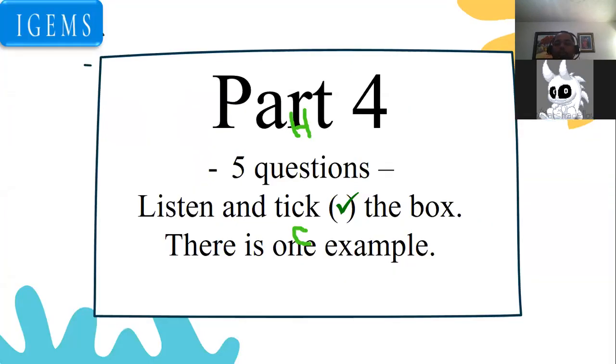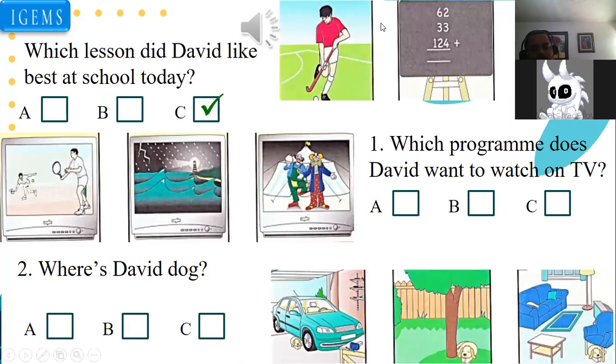Okay, right. So let's, very good. You did it well. Now I give you the opportunity to clean up. So let's go to part number four as time is running. So we'll complete this exercise, all right? Part number four works the following. Part number four is going to be this way. Part four, five questions, then listen and tick the box, and there is an example. Let me show you. You want to use the correct answer based on the images.